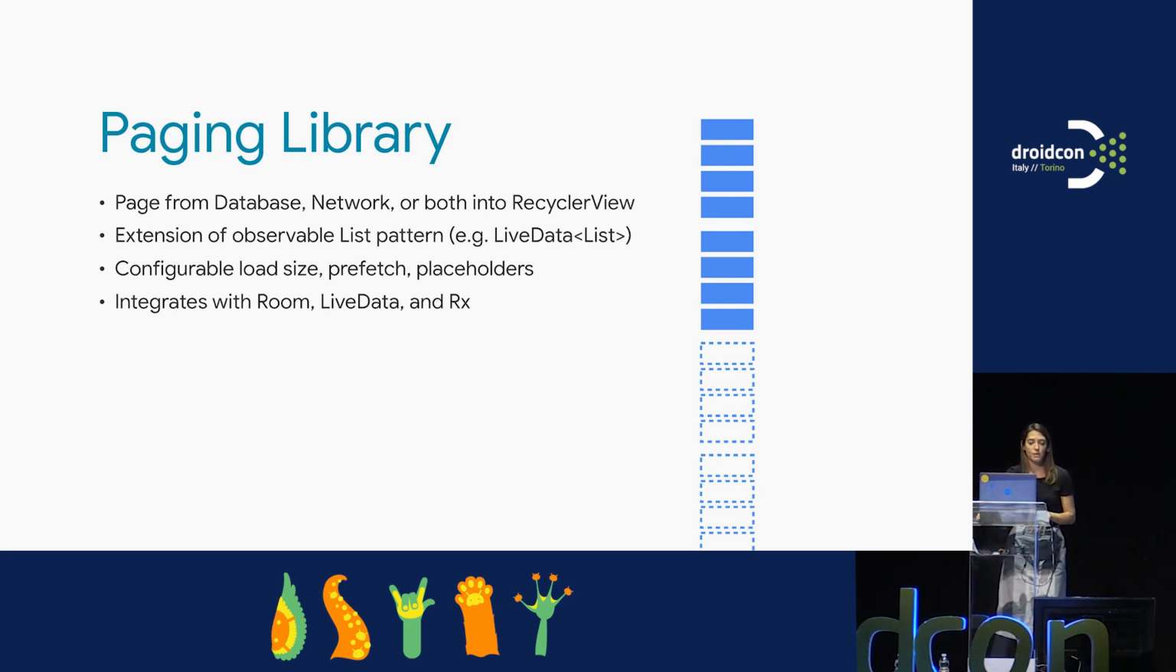So overall, the paging library gives us a lot of things. It allows us to page data from the database, from the network, or both, and display that data in a RecyclerView. It's actually an extension of the observable list pattern, so having a list, a live data of a list. Next, it allows us to configure the load size, the prefetch, whether we want to have placeholders or not, and so on. And then it also integrates with Room, with live data, and RxJava.